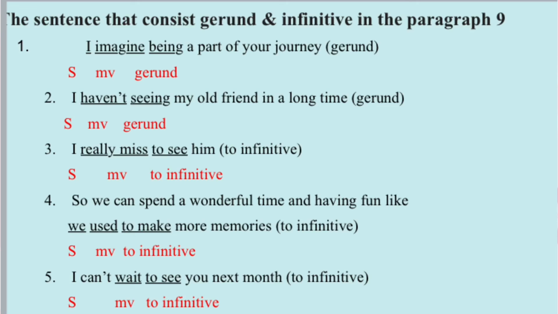And the 4. So we can spend a wonderful time and having fun like we used to make more memory. The sentence is to infinitive. The subject is we. The main verb is use and to make is to infinitive. And the last one, I can't wait to see you next month. The sentence is to infinitive. I is subject, wait is main verb, and to see is to infinitive.